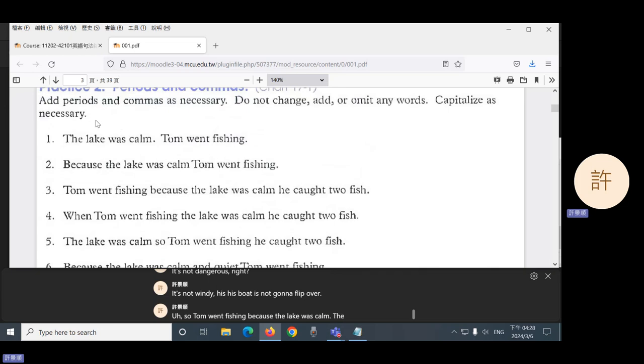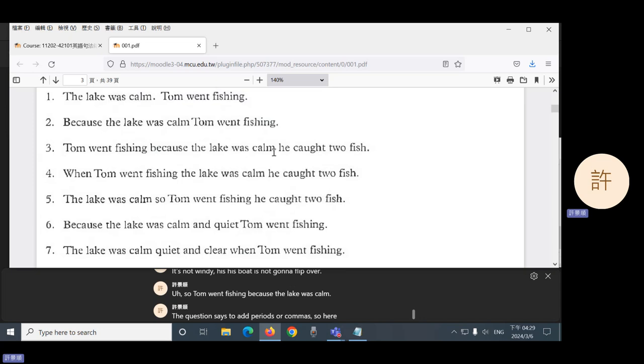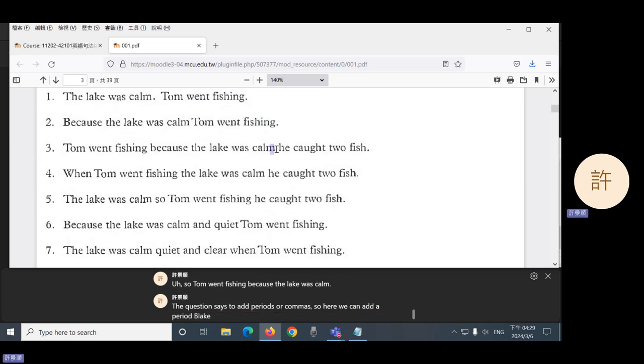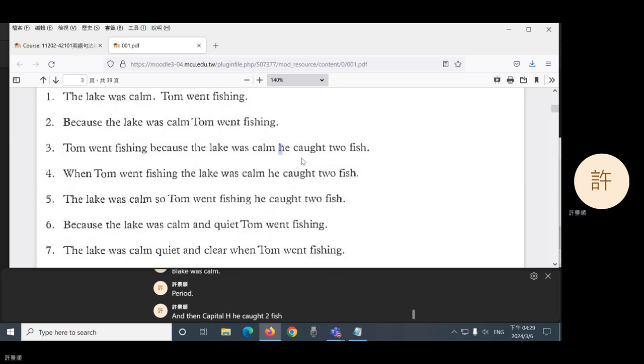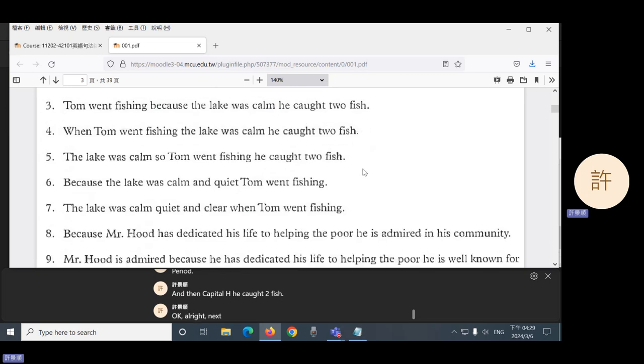The question says to add periods or commas. So here we can add a period. Lake was calm, period. And then capital H, he caught 2 fish. Okay. All right, next one, question 4.